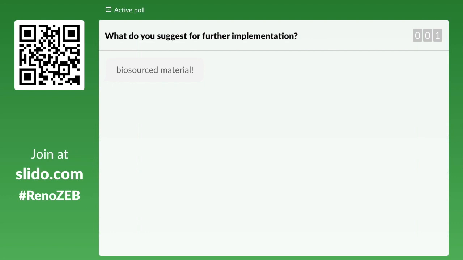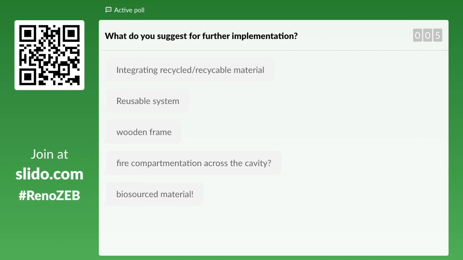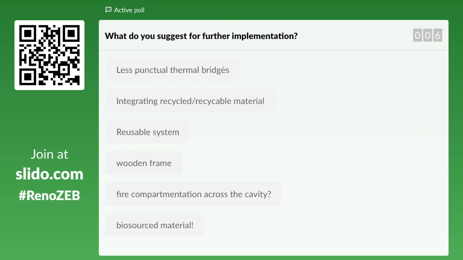Okay, I can start answering this element. It's possible to use biomaterial, obviously, because it's not specific to particular materials. The insulation, in this case, is mineral wool, but we can replace it with wood fiber as well as other biomaterial. Let's say that a wooden frame is also another opportunity for the frame. We are working on it in a parallel project.